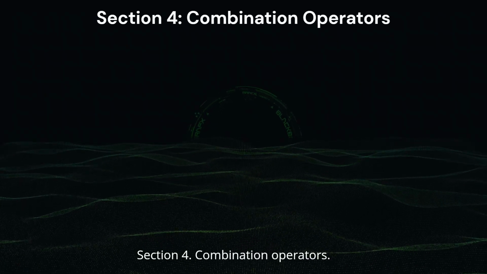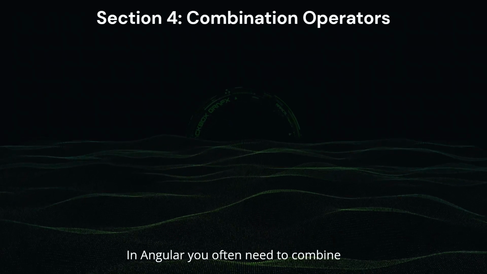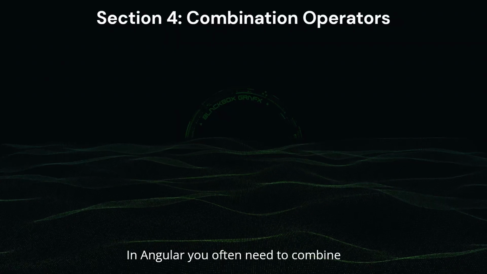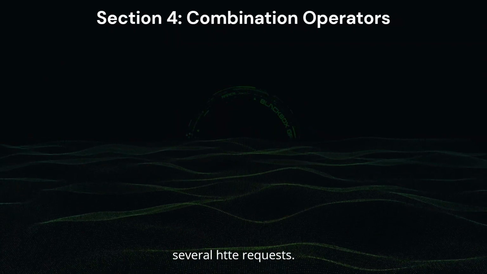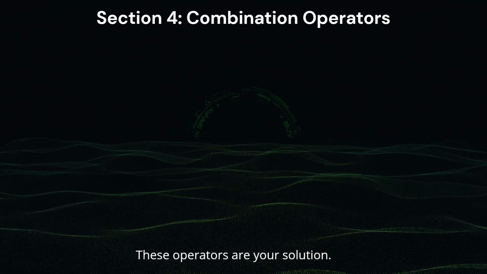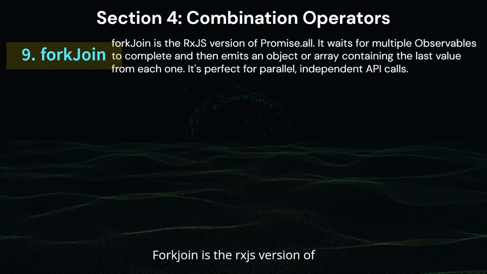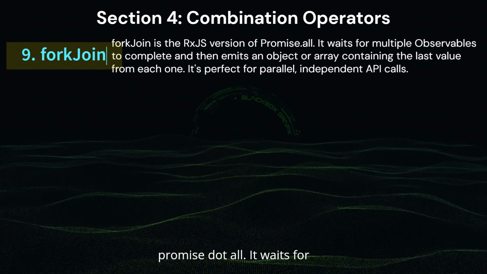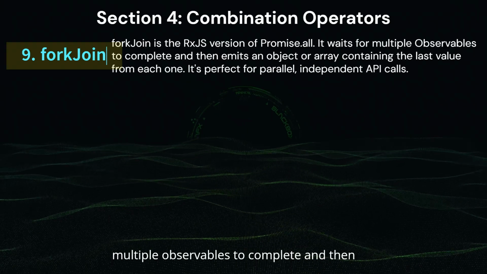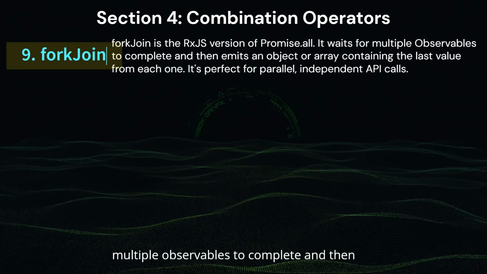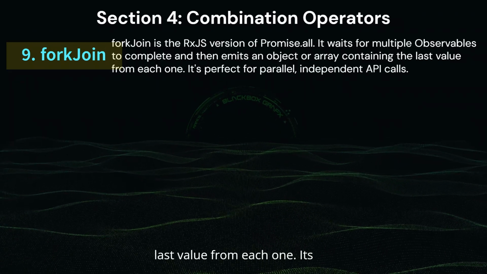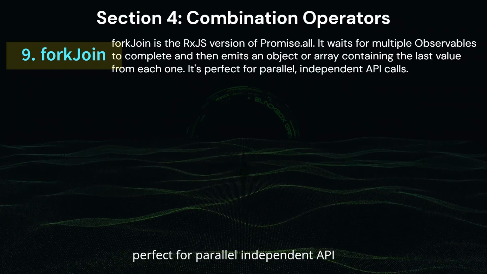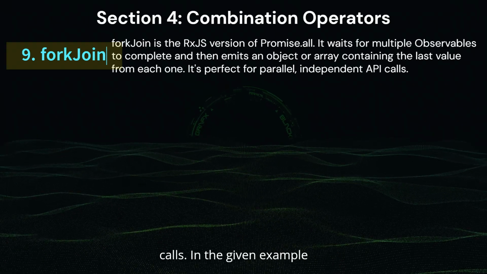Section 4. Combination Operators. In Angular, you often need to combine data from multiple sources, like several HTTP requests. These operators are your solution. forkJoin is the RxJS version of Promise.all. It waits for multiple observables to complete and then emits an object or array containing the last value from each one. It's perfect for parallel, independent API calls.